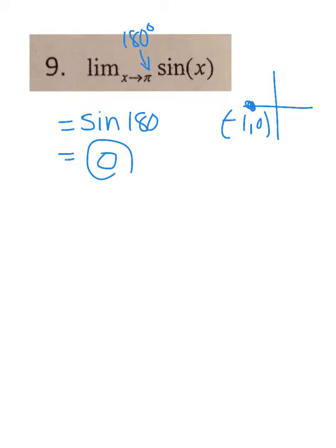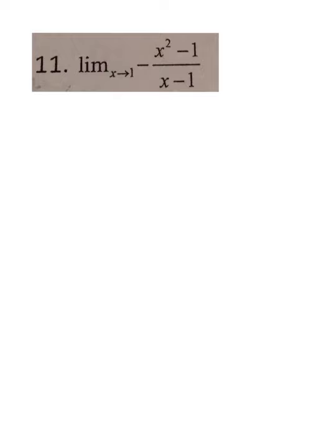And let's look at number 11. Okay, so number 11, I'm going to plug in that 1, right? So I've got negative, and if I plug in 1 into the numerator, 1 squared is 1 minus 1, and in the denominator I have 1 minus 1. Now look at that. So that ends up being 0 over 0. Do not say that that is undefined. That is not undefined. Undefined is when just the denominator of a fraction is 0.